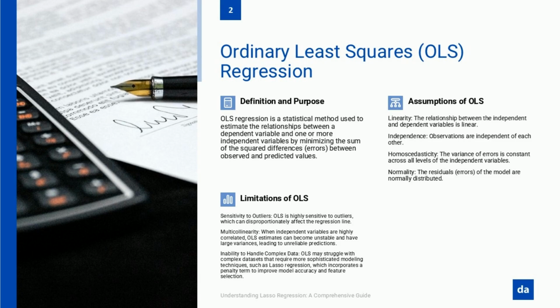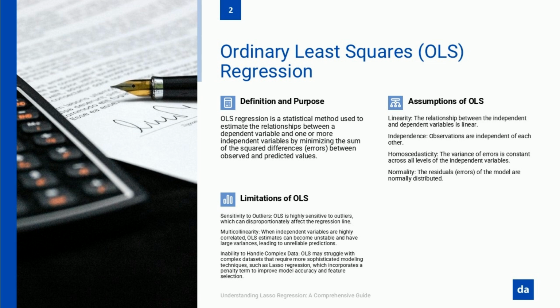Second, OLS struggles with multicollinearity. This is when two or more independent variables are highly correlated. It's like having two friends who always tell you the same story. Your model doesn't know which one to listen to. This inflates the variance of the coefficients, making them unstable and unpredictable.